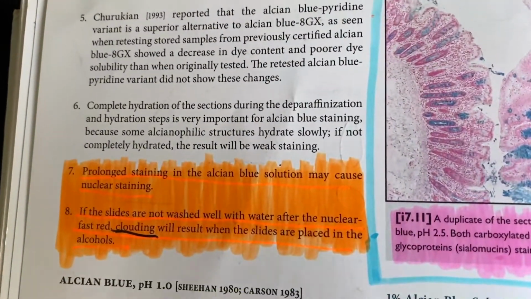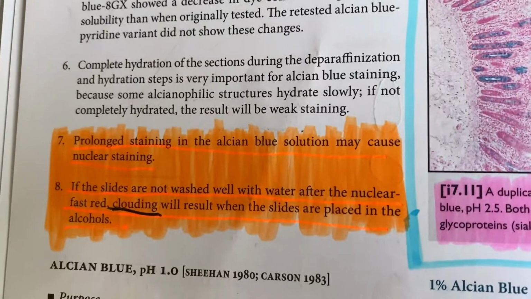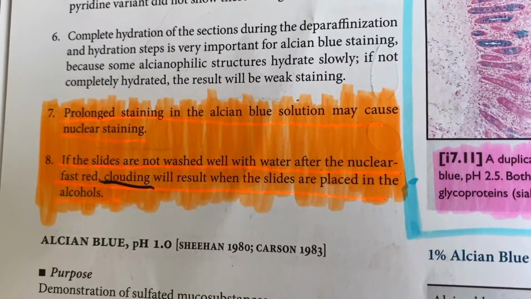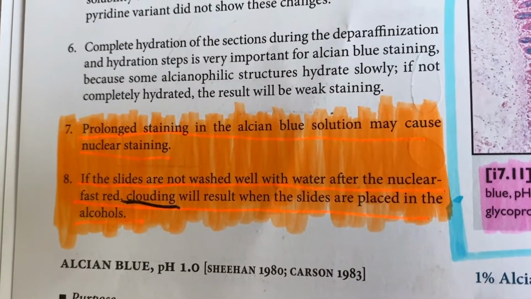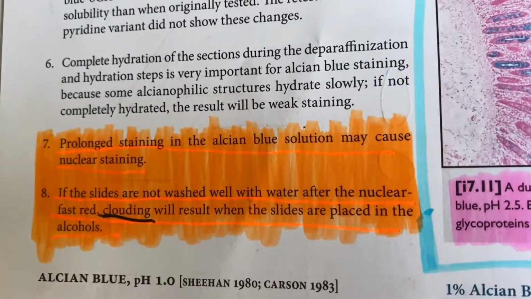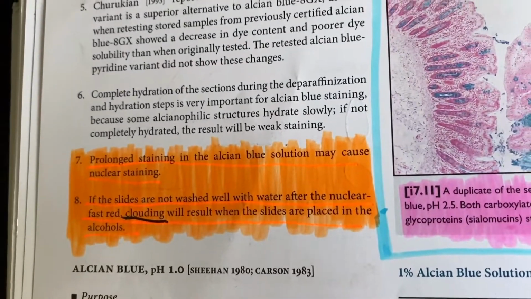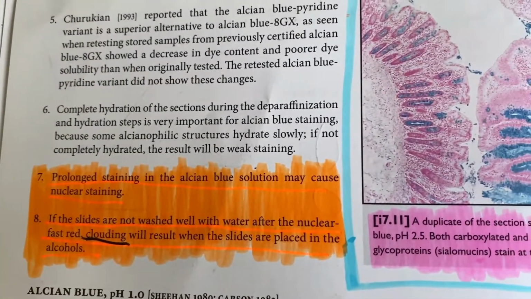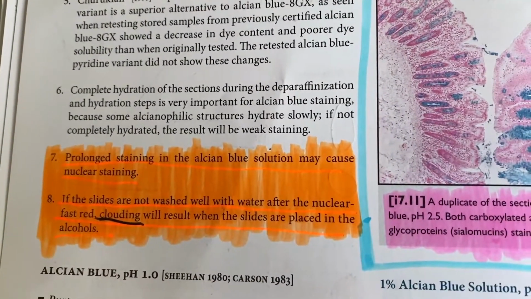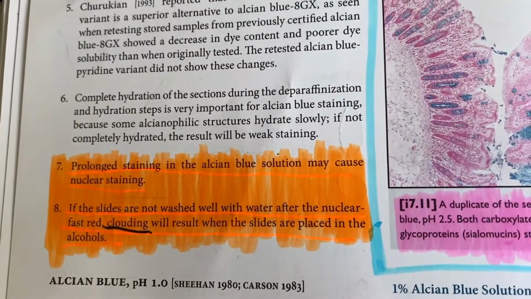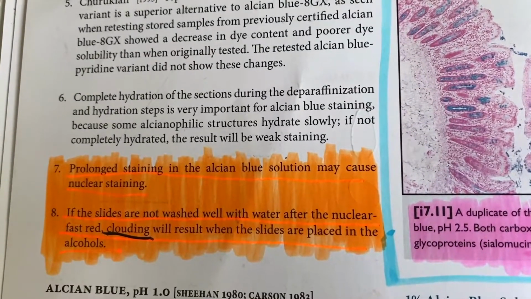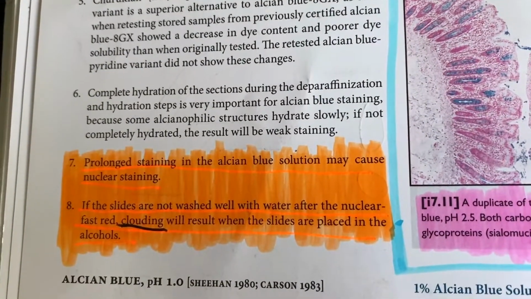And prolonged staining in the Alcian Blue solution may cause nuclear staining. If the slides are not washed well after the nuclear fast red, clouding will result when the slides are placed in the alcohols. So this is only if you're doing this manually, not on the machine. But if you are doing these manually, it is really important that you wash well after the nuclear fast red, and then you go ahead and run it down the alcohols.